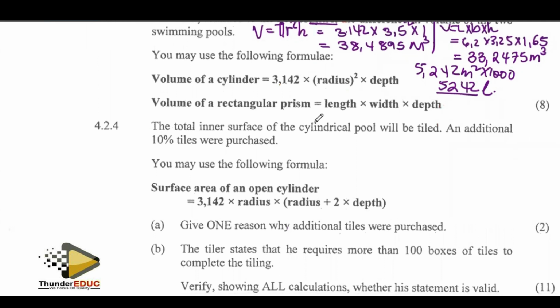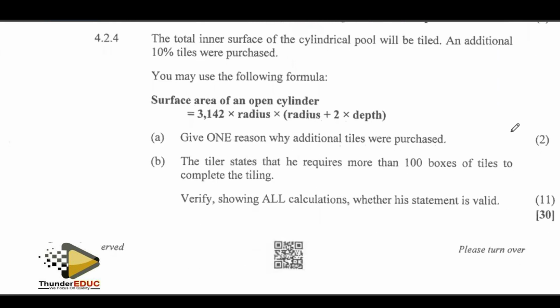Okay, the total inner surface area of the cylindrical pool will be tiled. An additional 10% tile was purchased. Give one reason why additional tiles were purchased. You can say for cuttings. You know, tiles are cut. All right, to cater for cuttings. Another thing, to cater for breakage when it breaks. The tiler states that he requires more than 100 boxes of tiles to complete the tiling. Verify, showing all calculations, whether the statement is valid.